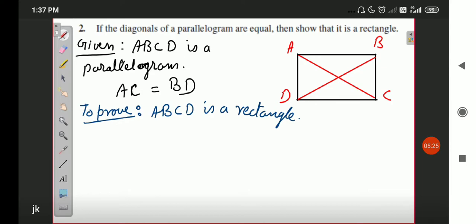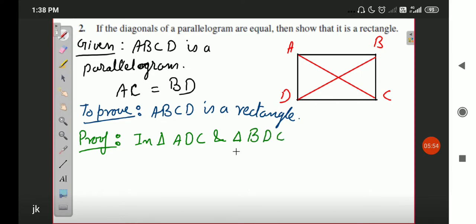We'll start the proof with, most of the questions in this chapter are going to be solved, as we saw in the examples, with the help of congruencies. In order to apply congruencies, we have to select certain triangles. So we are going to select triangle ADC and triangle BDC. I have selected two triangles on the same base DC.